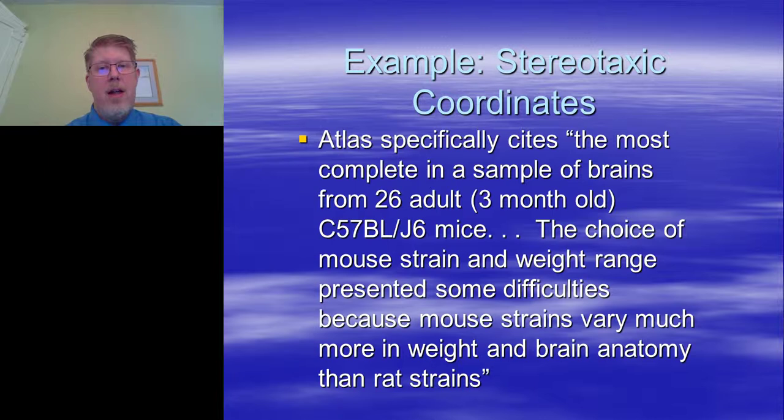If you read the Stereotaxic Atlas, it says at the very beginning, first page, that all of these stereotaxic coordinates you're going to use for drug delivery or Alzheimer's or ALS or MS or what have you are based on only 26 animals, one strain, at one age range. They even specifically say mice vary much more in brain anatomy than rats, but rats do as well.